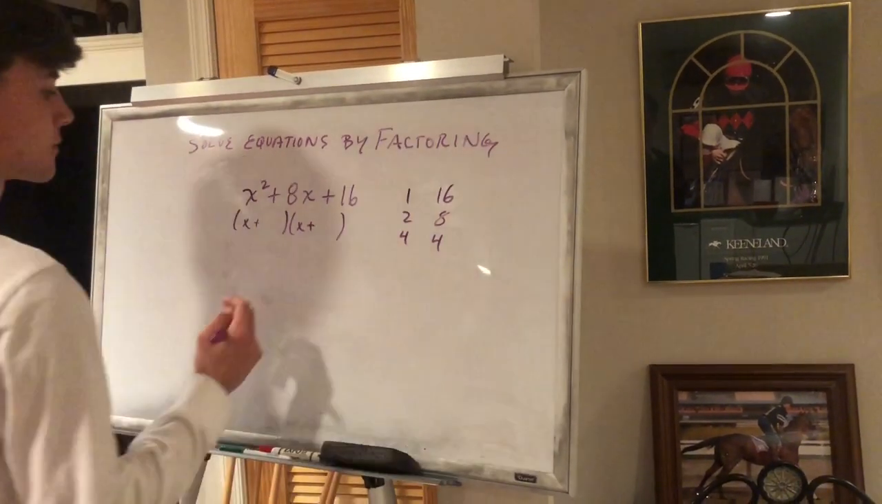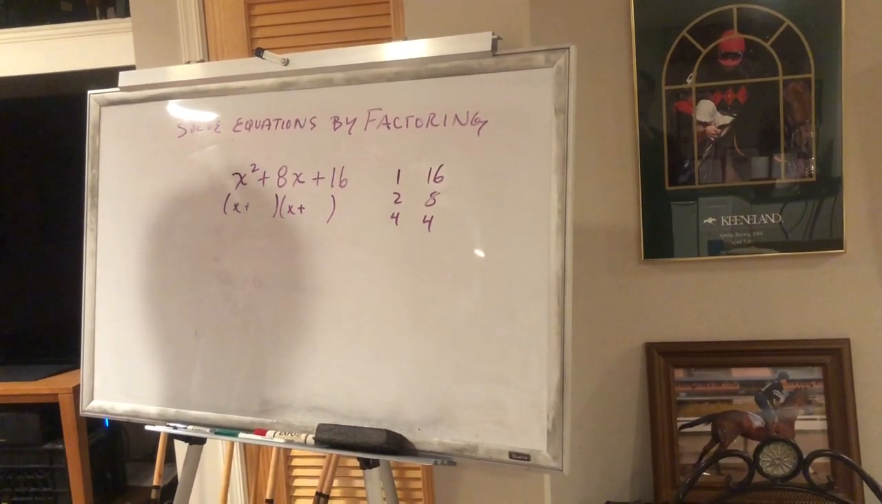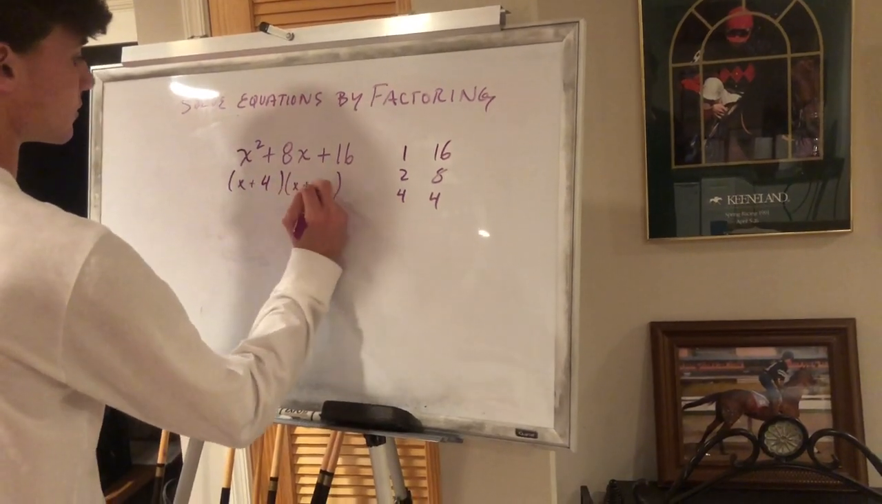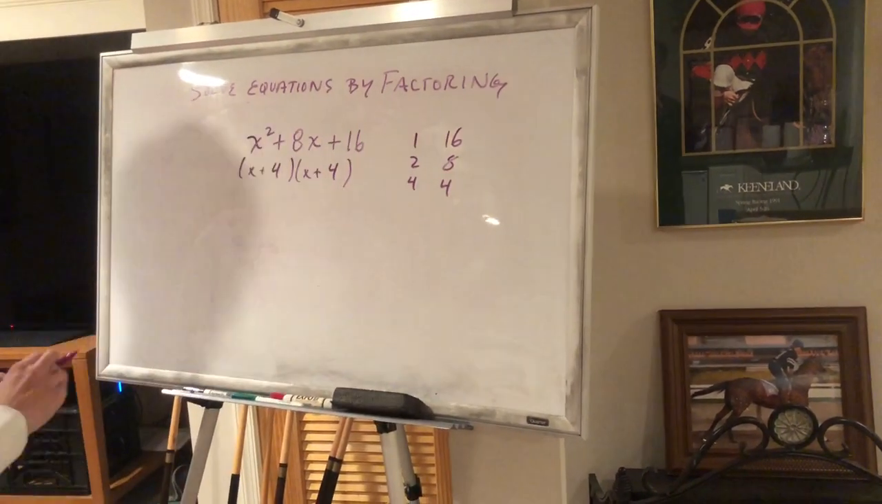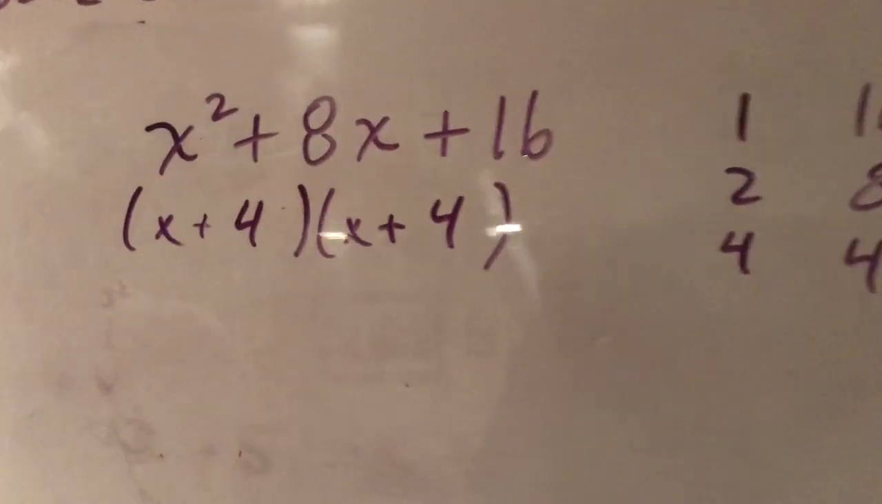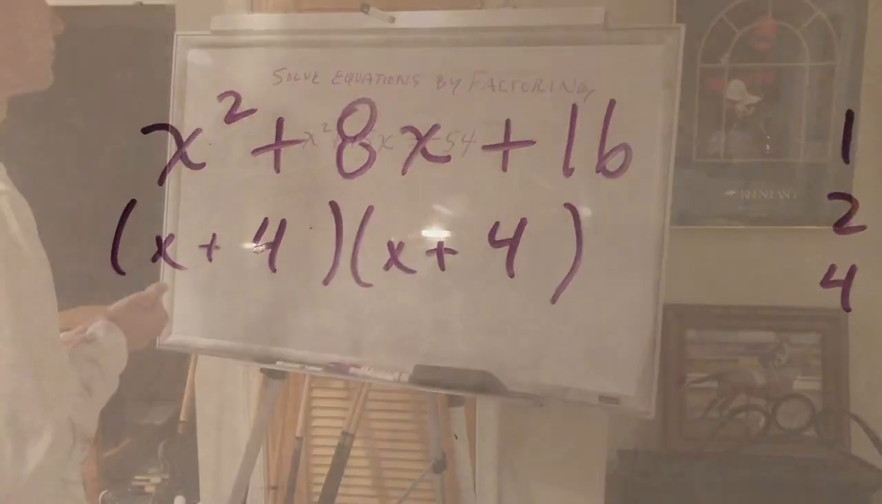1 times 16 is 16. 2 times 8 is 16. And 4 times 4 is 16. But which one of those three, when added together, actually equals 8? And he is correct. He's got x plus 4 times x plus 4.